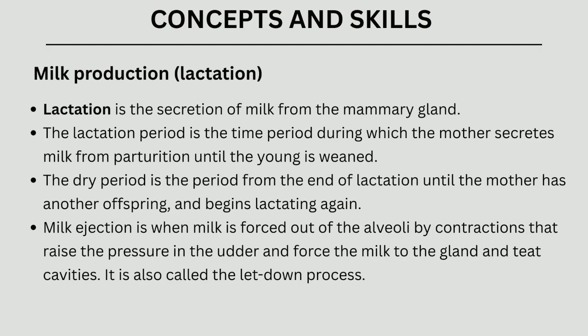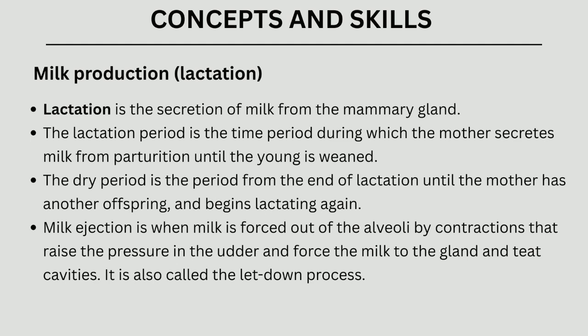Concepts and skills. Milk production, lactation. Lactation is the secretion of milk from the mammary gland. The lactation period is the time period during which the mother secretes milk from parturition until the young is weaned. The dry period is the period from the end of lactation until the mother has another offspring and begins lactating again.